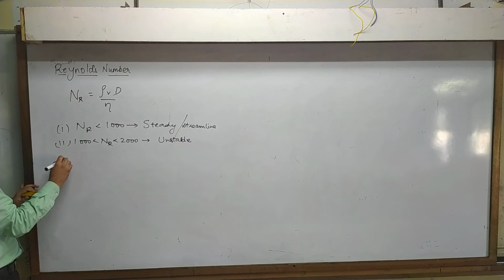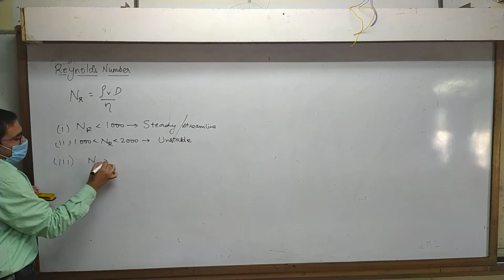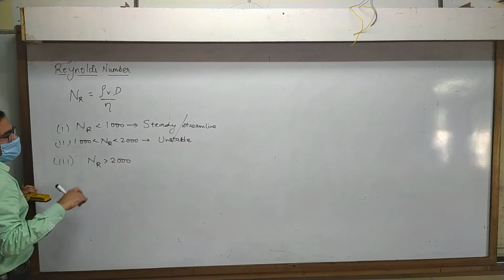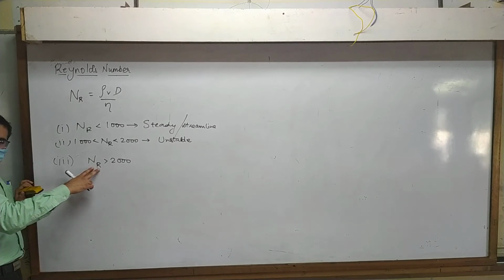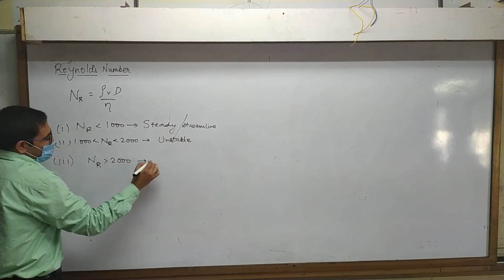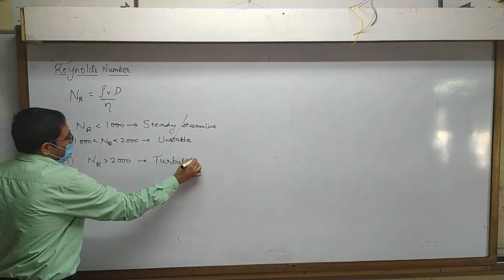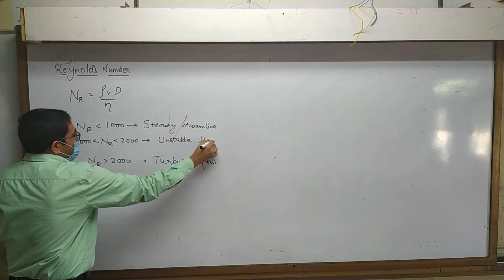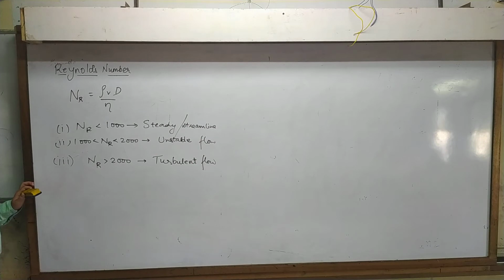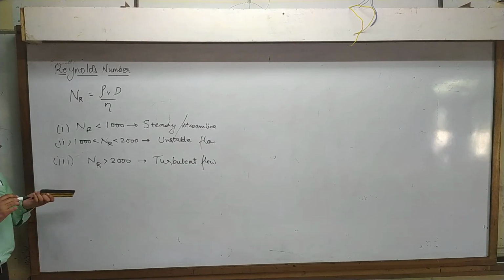I'll comment on all these three very soon. And the last one is if NR is greater than 2000. Three cases again: less than 1000, between 1000 and 2000, and greater than 2000. In this case it's going to be turbulent. We say that the flow is turbulent. Okay, steady flow, streamlined flow, unstable flow, and turbulent flow. Alright. So what is the meaning of these things?